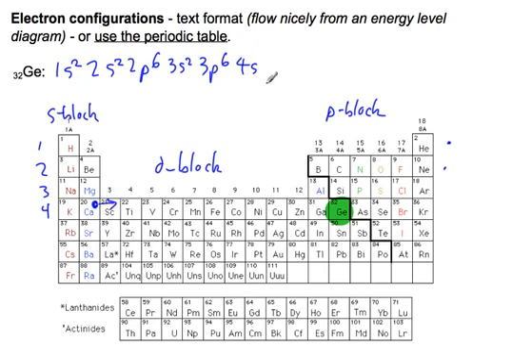Calcium, and now we're into the 3D block. So that's 3D, and it's filled, 10. And we're back now into the 4p subshell, and we have to put in 2 electrons, so 4p2. As I said, once you have a periodic table in front of you, you should be able to read these off as you go.